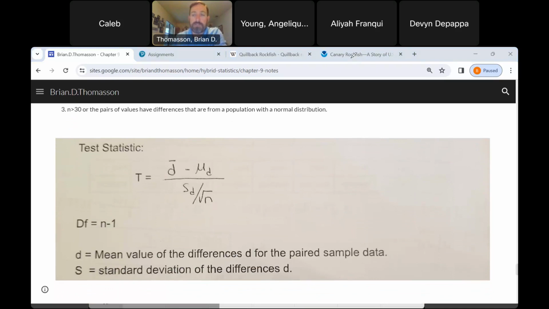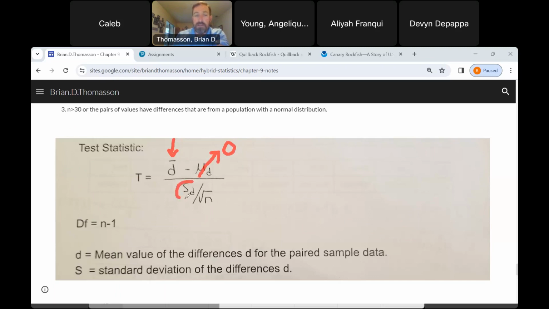That's what's going to change in each one of these sections. D bar is the mean difference. So if we did this weight loss program and we found the differences in all our weights before and after, D bar is the average of those differences. Mu sub D, that's what we assume is true. We assume that there's going to be no difference. In other words, we assume that the drug makes no difference in our weight, so we assume 0.